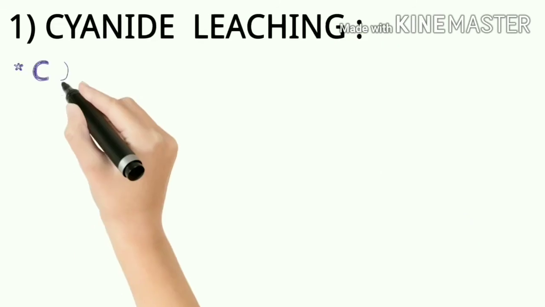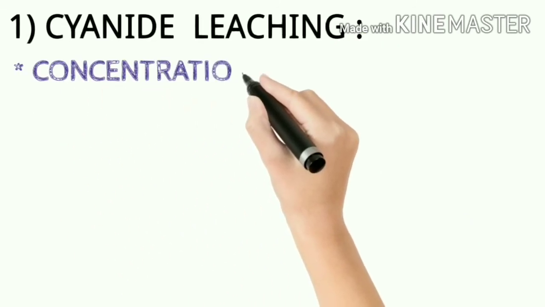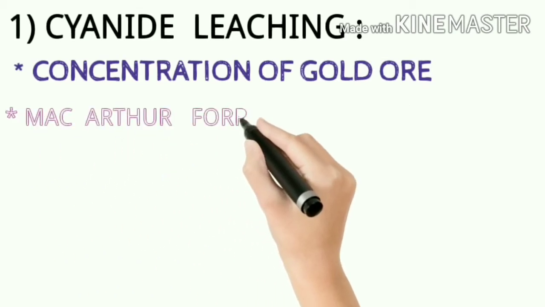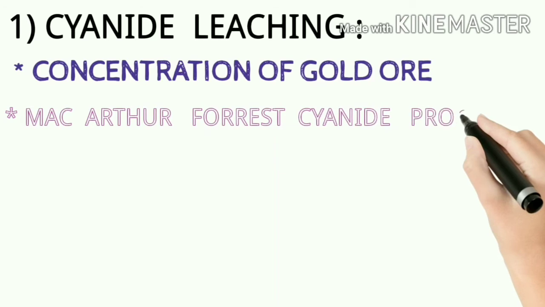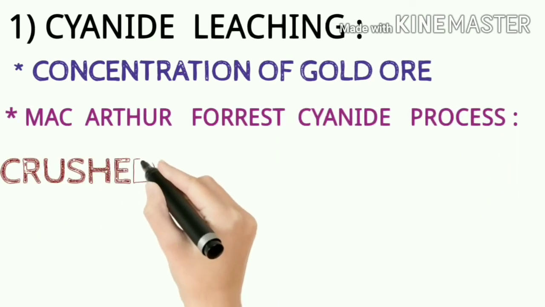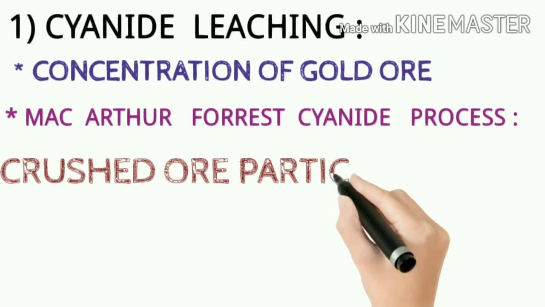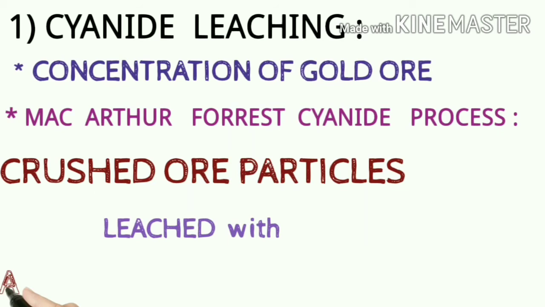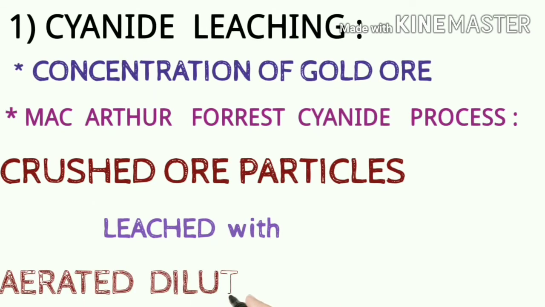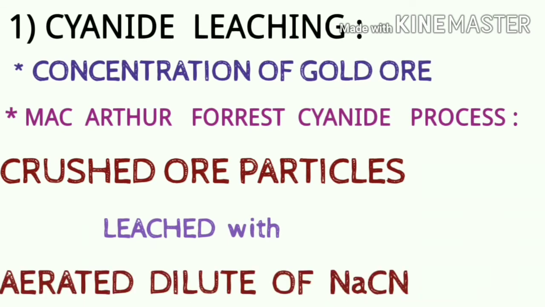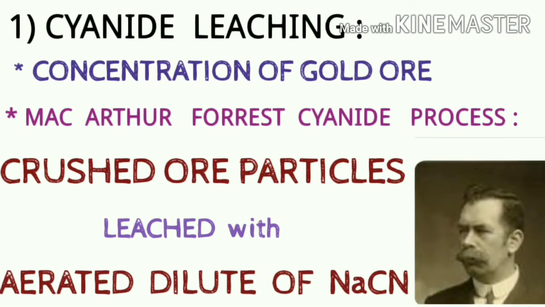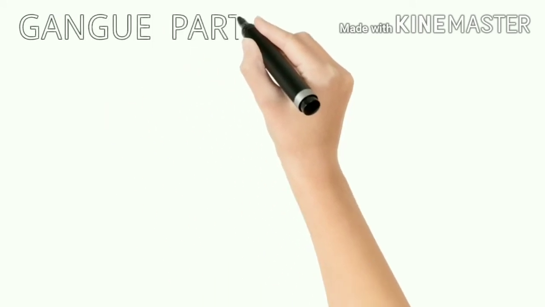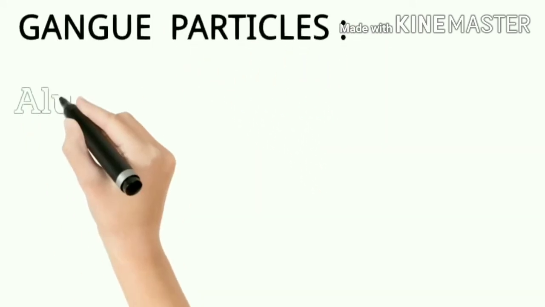Let's see cyanide leaching, the first topic of leaching. It has two steps. Here we are going to concentrate gold ore. This process is named the McArthur-Forrest cyanide process. First we take the crushed gold ore particles, which are leached with an aerated dilute solution of sodium cyanide. Then the gangue particles remain insoluble.